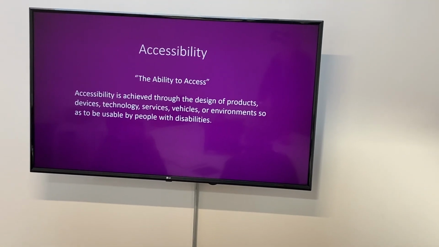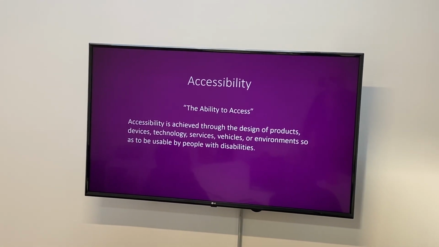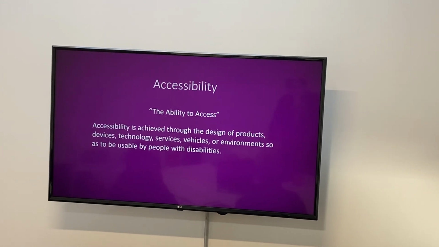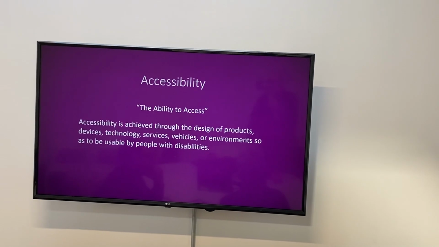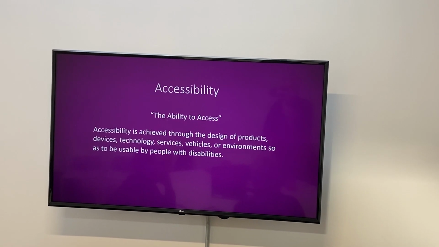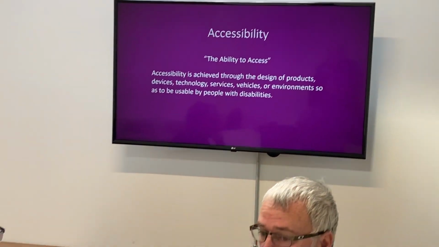So we need to look at accessibility to include all of these members of our communities. Accessibility is achieved through the design of products, devices, technology, services, vehicles, or environments so as to be usable by people with disabilities. So when we use the phrase accessibility, that's what we mean. Yeah, it's like the ability to access something. Yes, it's quite simple. It's in the word, totally in the word, right?